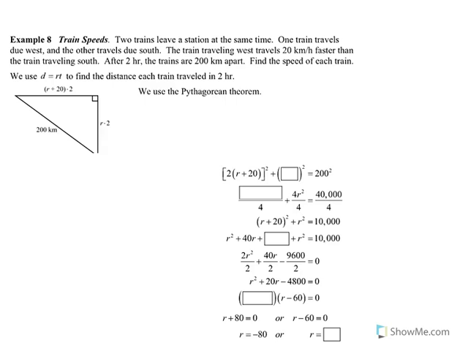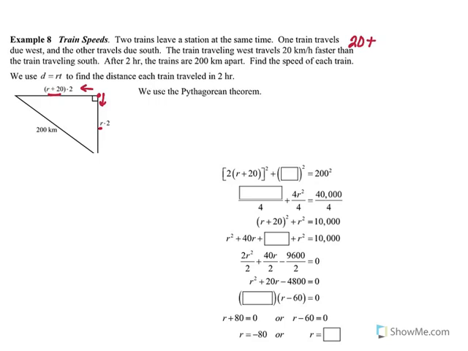Two trains are leaving a station at the same point. So let's assume they're leaving the station here. One train is traveling due west and the other is going south. The train traveling west is going 20 kilometers per hour faster than the one heading south. So whatever speed the one heading south is, which we're not quite sure, we'll label their rate as just plain old r. The one heading west is r plus 20, so 20 kilometers faster.